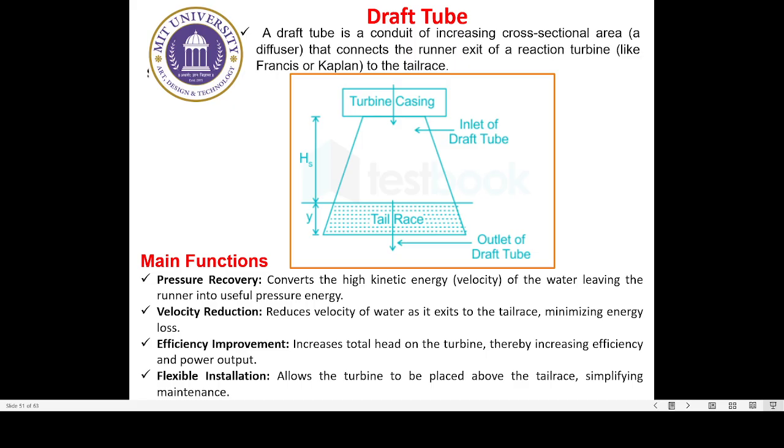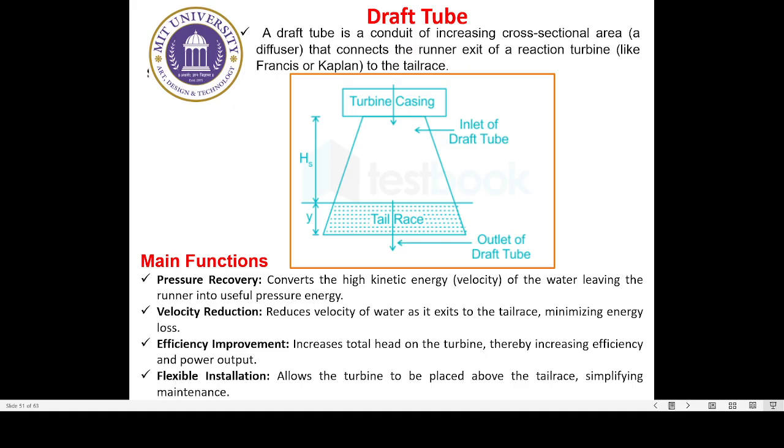One end of that draft tube is connected to the outlet of the runner, isn't it? So this is the turbine casing, and this is the inlet of the draft tube. So this end of the draft tube is connected to the runner or to the casing, whereas the other end, this lower end, is the outlet of the draft tube. The other end of the draft tube is submerged below the level of water in the tail race. So this is the level of the tail race, and the last portion of the draft tube is submerged below the level of the tail race.